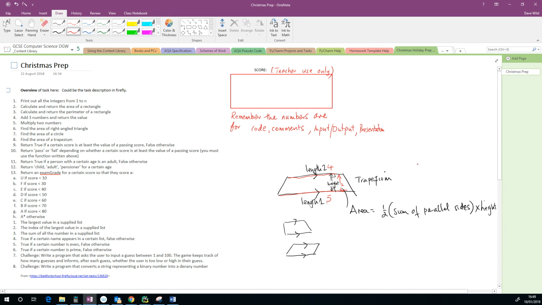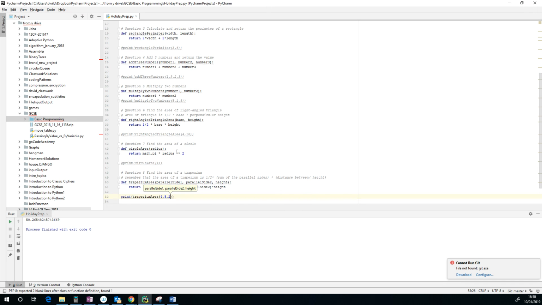So what would the area be here? Area is half of 4 plus 5 times 2. 4 plus 5 is 9. 9 over 2 is 4.5. 4.5 times 2 is 9. So we're expecting 9 as our answer. Let's see what we get.